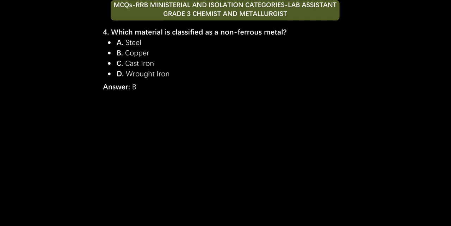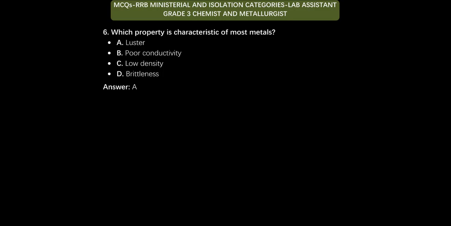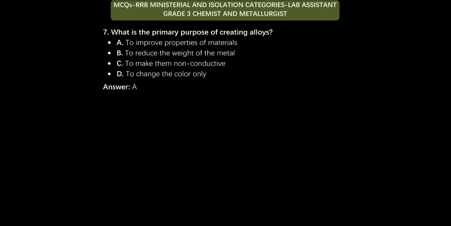Which material is classified as a non-ferrous metal? Option B, copper. How is steel further classified? Option A, low, medium, high carbon and alloy steel. Which property is characteristic of most metal? Option A, luster. What is the primary purpose of creating alloy? Option A, to improve properties of materials.